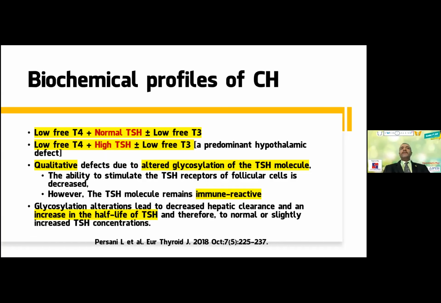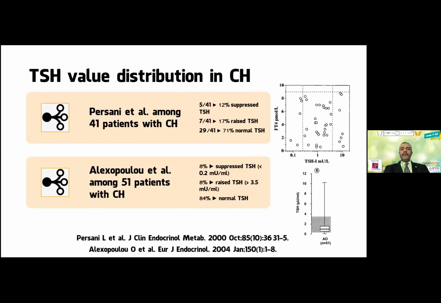Actually, this may be a surprise to some of you. The classic teaching for central hypothyroidism is that you would find low free T4, low TSH. So in these two studies, they sought to see the TSH value distribution in central hypothyroidism. The first study included 40 patients, and the second study included 50 patients. You can see that in the first study, only 12% of the patients have suppressed TSH. 17% have raised TSH, and the majority of whom, 70%, had normal TSH. In the second study, only 8% have suppressed TSH, 8% have raised TSH, and the majority of whom, 80%, had normal TSH.